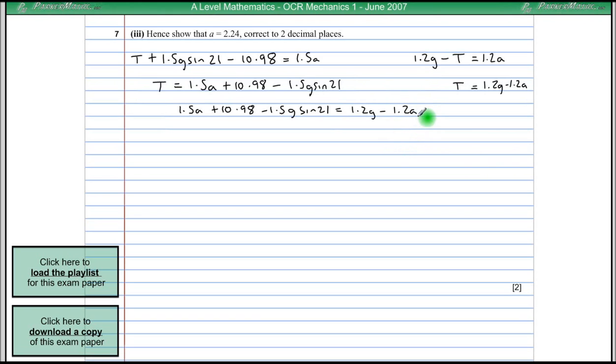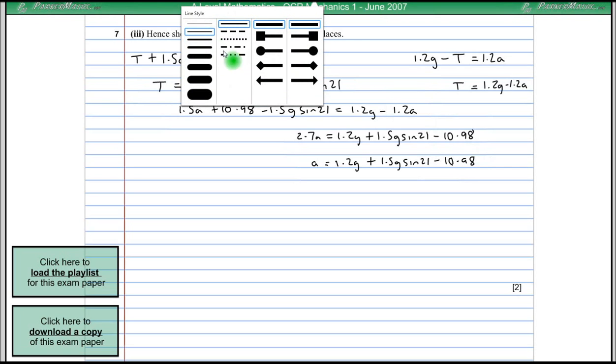So let's try and isolate A, get that on its own. Let's add 1.2A to the other side. That's going to give us 2.7A. Let's bring everything else onto the other side. We get 1.2g plus 1.5g sin 21 minus 10.98. And then let's divide through. And we get A is 1.2g plus 1.5g sin 21 minus 10.98, and this whole thing will be divided by 2.7.